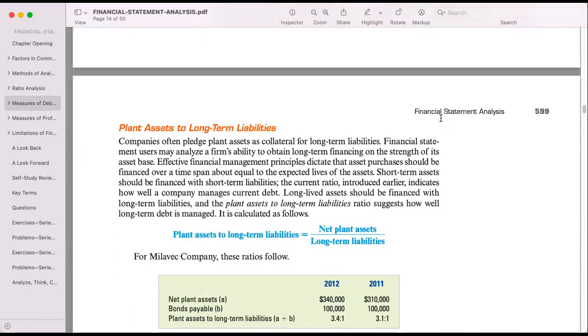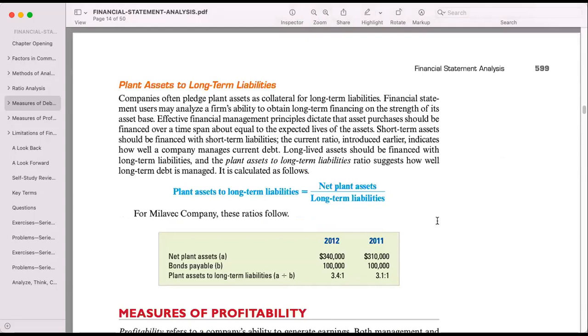So plant assets to long-term liabilities. Companies often pledge plant assets as collateral for long-term liabilities. So ginasolve niya here ang structure niya, net plant assets over long-term liabilities. So kibali mo lang siya gihimong kung sa company, usually ginahimong collateral sa mga company ang ilang mga plant assets to secure long-term mga utang. Usually pod again sa personal life, individual lang nga gina-collateral ang ilahang mga property to acquire such utang.